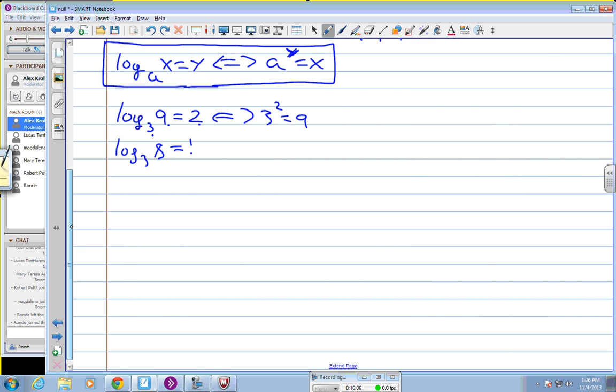So let's say I give you log, I don't know, base 5 of 1/5. Again, the question is, to what power do I need to raise 5 to get 1/5? -1, good. Because 5 to the power -1 equals 1/5. So the thing on the left, we're going to call the logarithmic form.